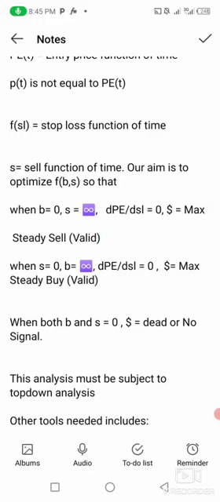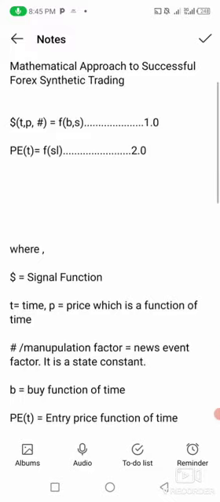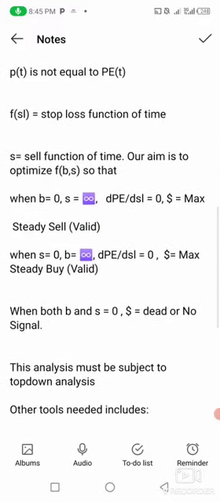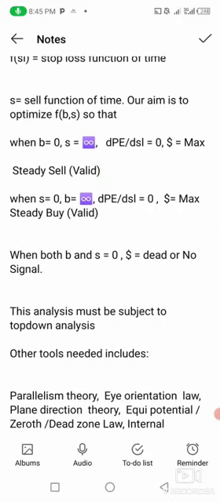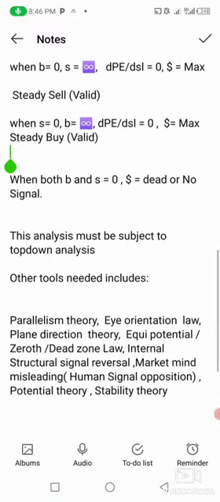Then when these two conditions are satisfied, that is when B is 0 and the PED/SL is 0, then your signal function, which we stated in equation 1, will automatically equal maximum. You will see it will be maximum, as if there is forex news and there will be a spike. Under 1 minute your trade is already in massive profit, something like that. Now we have steady sell valid. So what it is trying to say is when such events happen, then we have the signal function equal to max steady sell valid. When it is valid, then you will not lose.